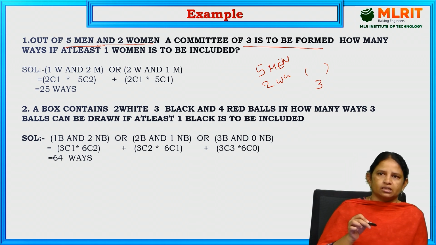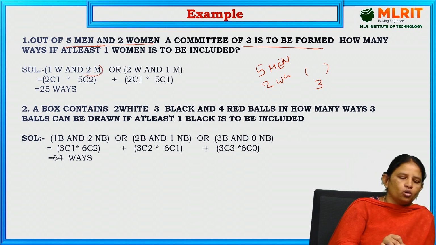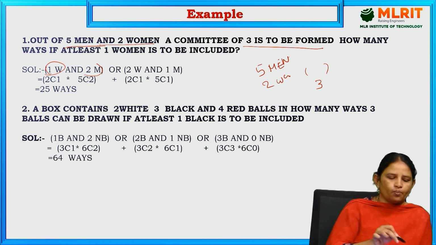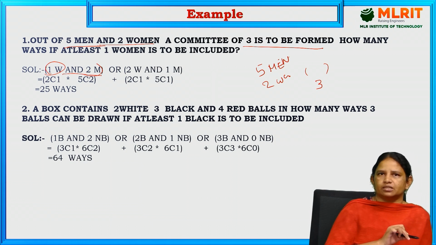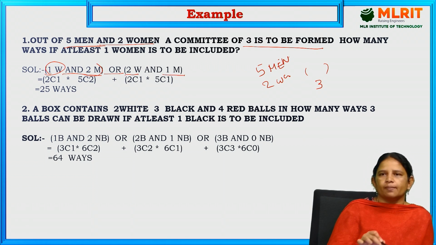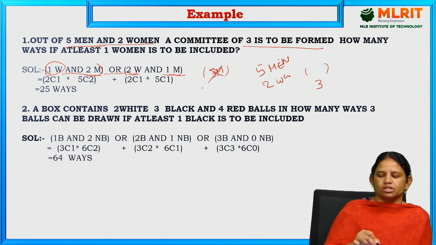Total 2 women are there. So, case 1, we are including 1 woman. If it is 1 woman, total how many members are there in the committee? 3 members. 1 woman is already included. Remaining is 2 men: 1 woman and 2 men. That is one possibility. Another possibility: at least 1 woman means a woman must be in the committee, so 2 women and 1 man. We can't write 3 men because at least 1 woman should be included. So this is not to be considered.